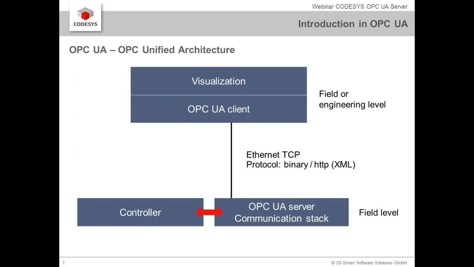Let's take a look at the block diagram. We have the controller down here, and either with a dedicated OPC UA server or with an integrated OPC UA server, including that communication stack, we can now build up communication to an OPC UA client by means of Ethernet TCP with a binary protocol or with an HTTP XML-based protocol. So the visualization with the OPC UA client can directly be connected to the controller or to the OPC UA server on the field level.